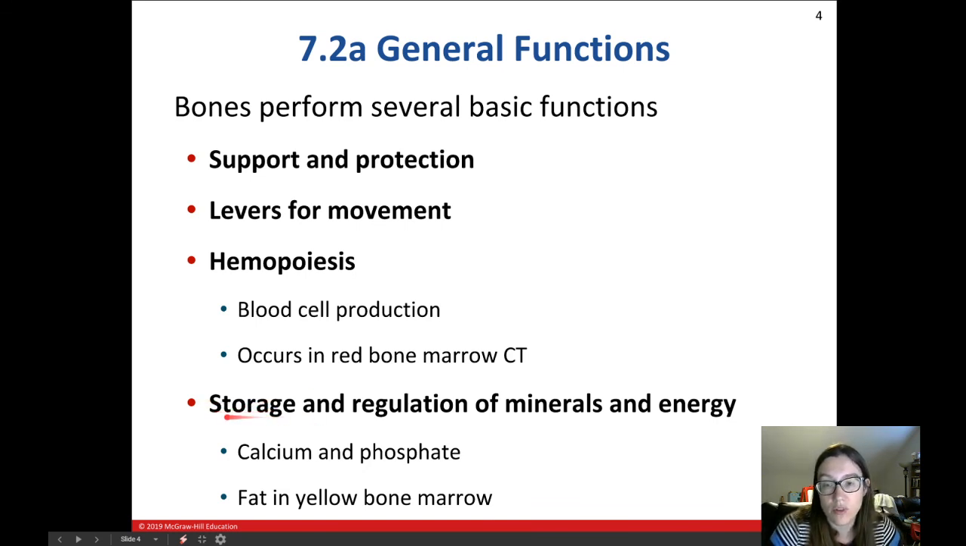Another thing that bones do is store and regulate minerals and energy. We said that we're going to talk about calcium regulation today, but that's not the only mineral they store. They also store phosphorus, as phosphate, and they store fat in the yellow bone marrow. As we said, adults have a greater proportion of yellow bone marrow, which stores good energy, or fat. If you've ever watched one of those nature documentaries where you see the lions breaking the bones and eating the marrow out, well, that's a really good source of energy.